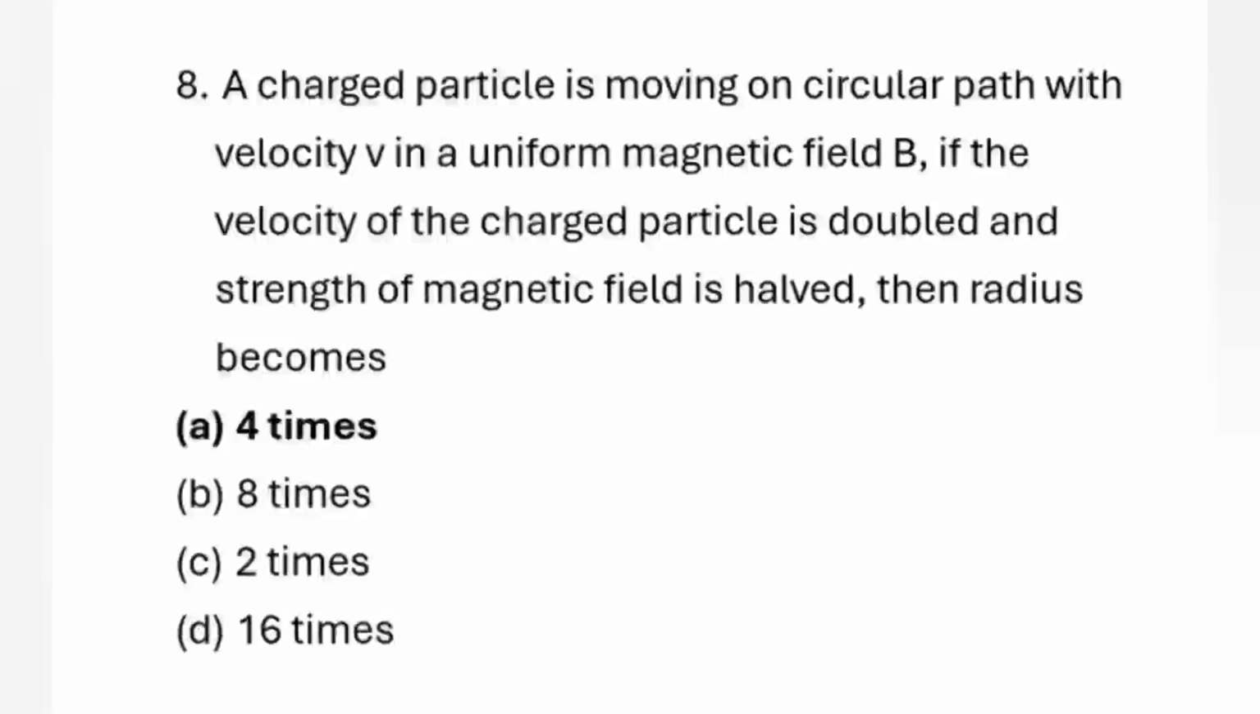Question number 8. A charged particle is moving on circular path with velocity v in a uniform magnetic field B. If the velocity of the charged particle is doubled and strength of magnetic field is halved, then radius becomes: option A, 4 times, option B, 8 times, option C, 2 times, option D, 16 times. Here the answer is option A, 4 times.